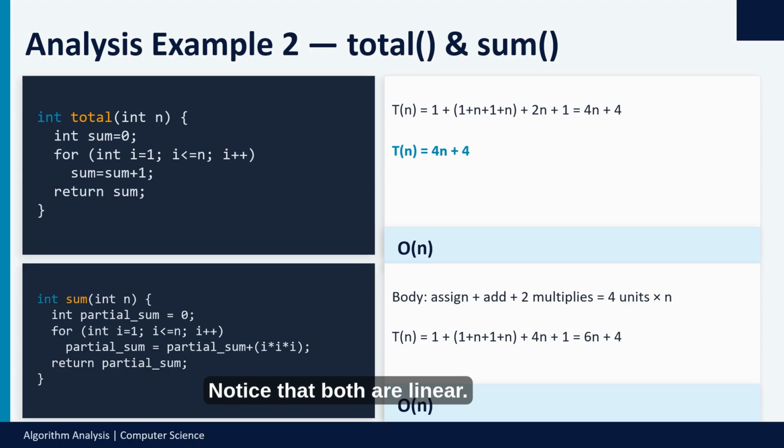Notice that both are linear. The constant multiplier matters in practice, but not for big O classification. 2 algorithms that are both O of n may perform very differently in real time depending on their constants.